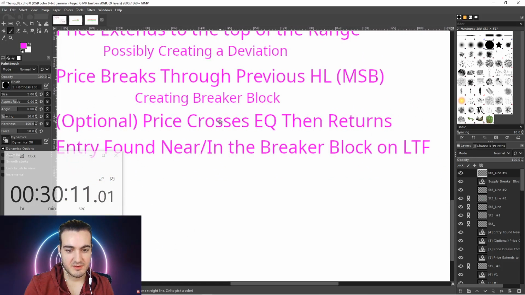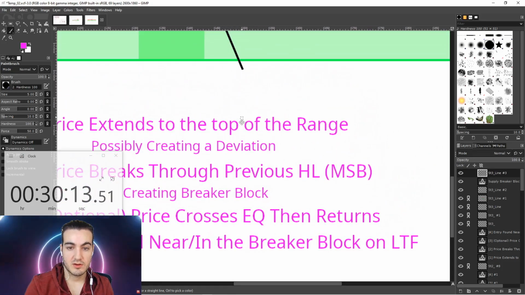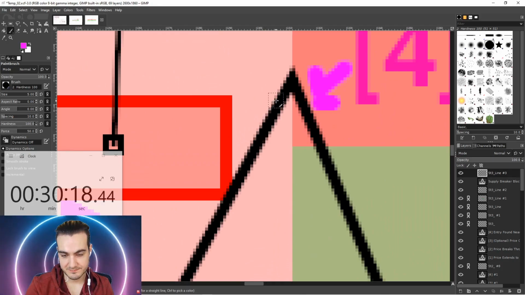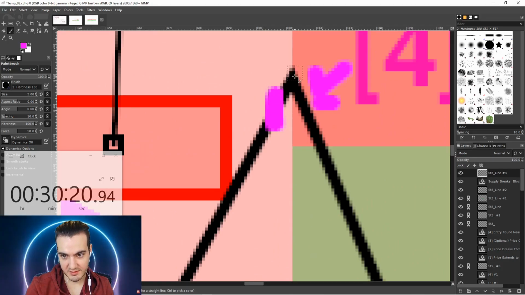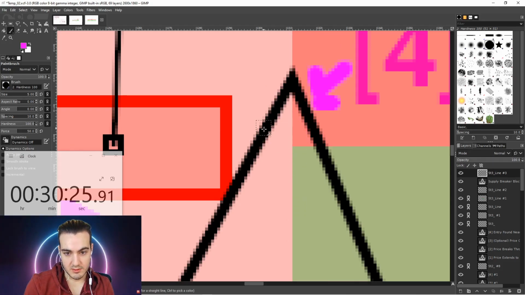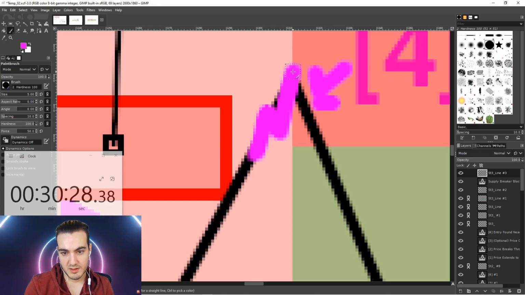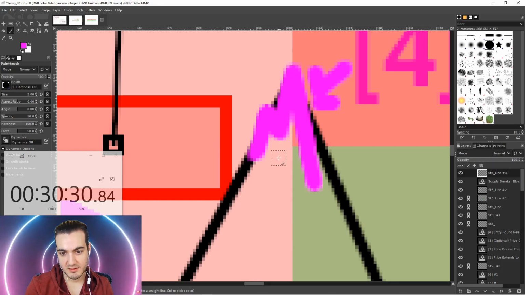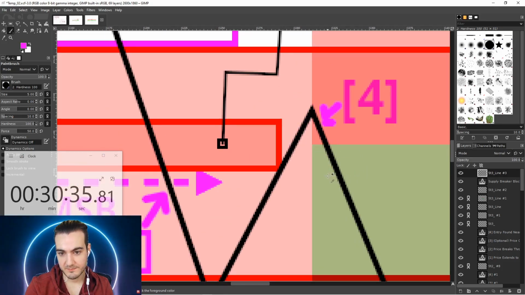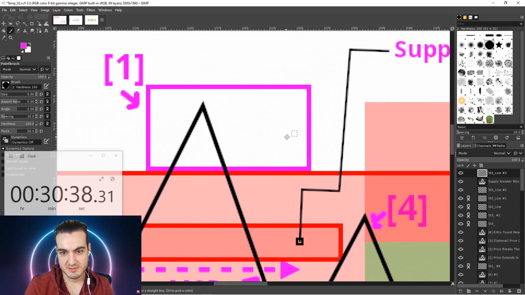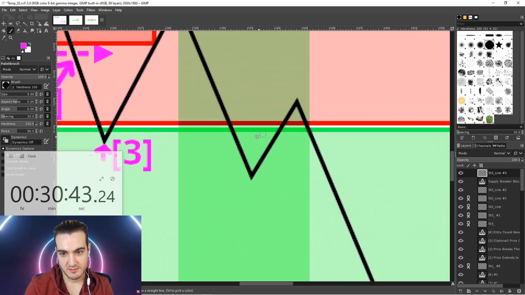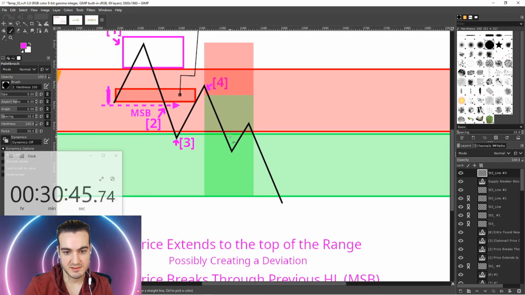And then entry found in or near the breaker block on a lower time frame. So once we get up here, we would look for maybe an engulfing candle, or a miniature market structure break here, and we could be like, okay, let's go for it. Setting the stop loss at the high of the deviation. Take profit levels, I will draw those in actually.